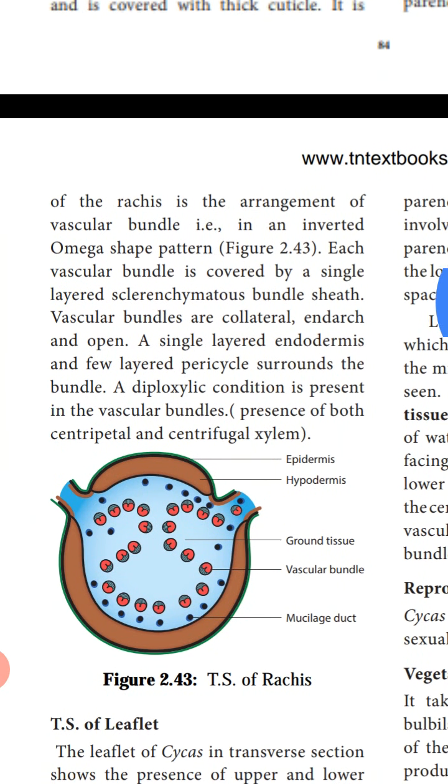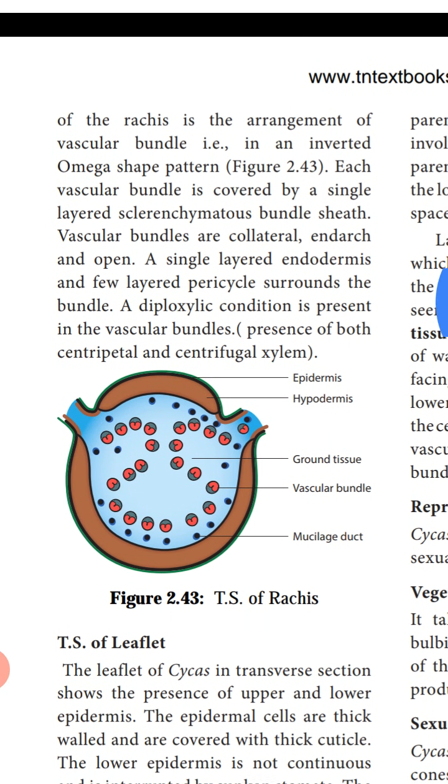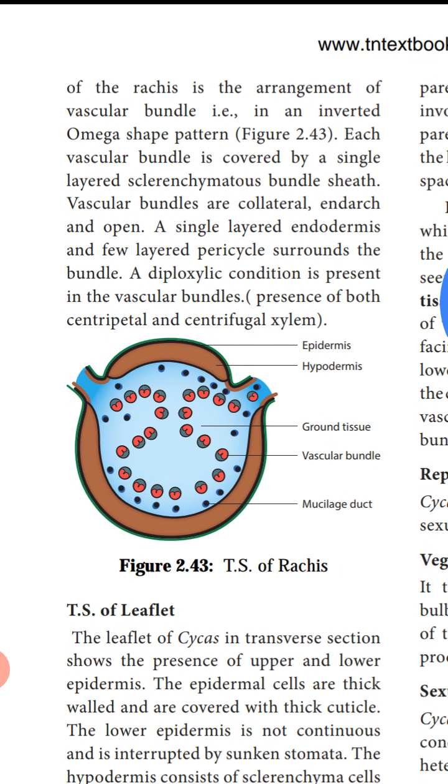The peculiar feature of the rachis is the arrangement of the vascular bundles, that is an inverted omega shaped pattern. So here you can find the vascular bundles. Now here you can find the small vascular bundles. You can see the part labeled. These vascular bundles are arranged in the form of an inverted omega. You can see the arrangement of these vascular bundles in the form of an inverted omega letter.